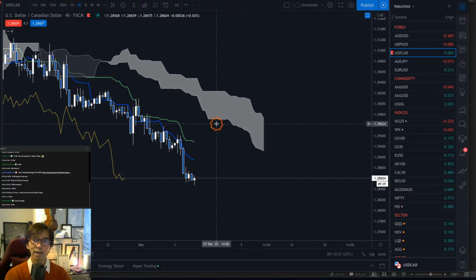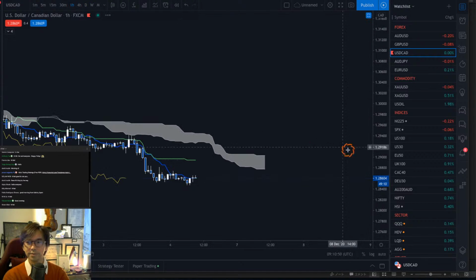So, yeah, let's move down to the 1 hour chart and try to confirm this downtrend. So basically, I also expect the 1 hour chart or 30 to be downtrending also by the Ichimoku Kumo and Kijun-sen. So let's go to 1 hour.